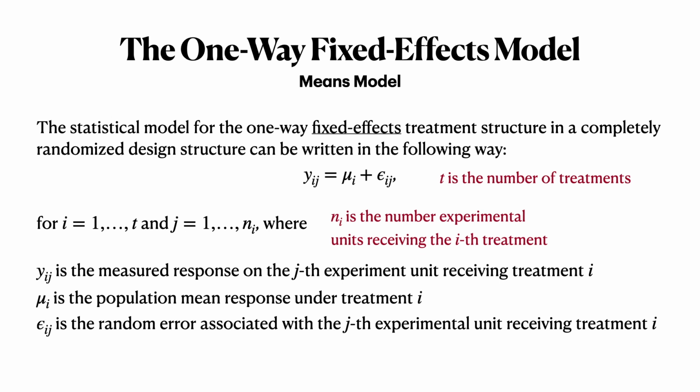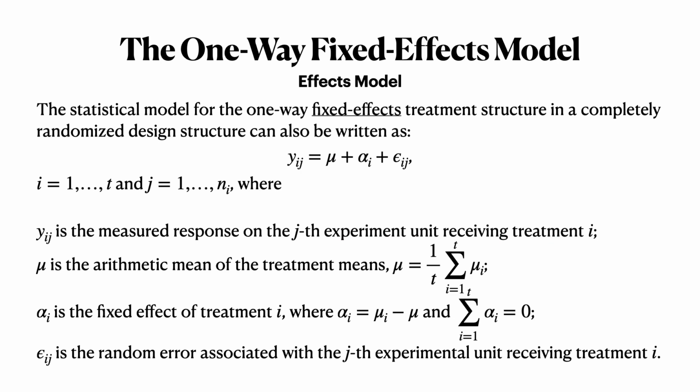Y sub ij is the measured response on the jth experimental unit receiving treatment i. Mu sub i is the population mean response under treatment i. And epsilon sub ij is the random error associated with the jth experimental unit receiving treatment i. This is the means model representation for the one-way fixed effects model.